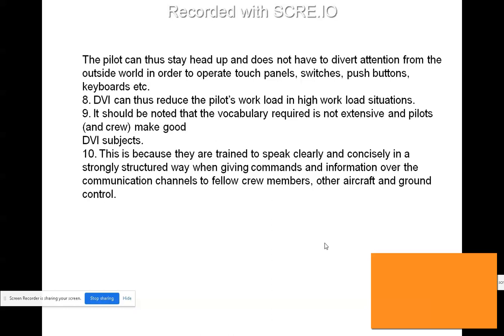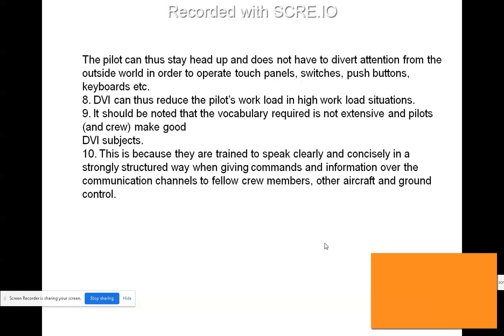And then the pilot can thus stay head up and does not have to divert attention from the outside world in order to operate touch panel, switches, push button, keyboard, etc. So the pilot has to stay constant, without deviation. He has to have attention towards the cockpit panel, switches, buttons, keyboard, etc. Everything he must concentrate on without any deviation from it.